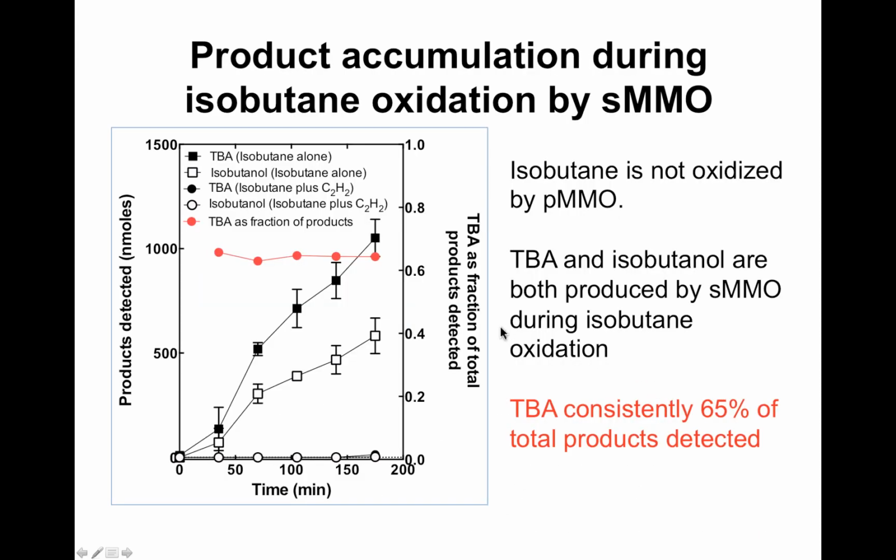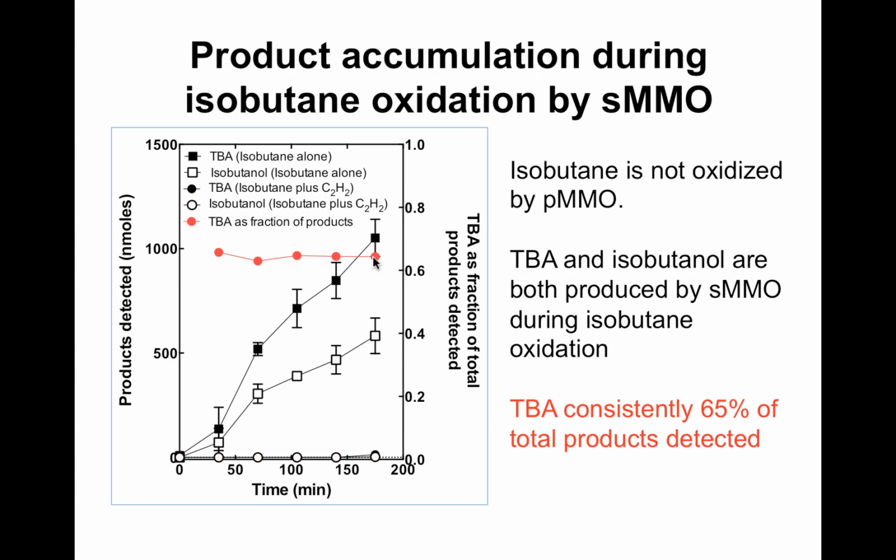So this is some data that we have for methanotrophs, obviously growing on methane, and we then expose them to isobutane. And this is the time course of production. So this is the production of isobutanol, so 2-methyl-1-propanol. And this is the time course of production of TBA, 2-methyl-2-propanol. And this represents the fraction of the total products which were TBA. So we add this, and then ask what is the fraction of this. And it stays consistently at 65%.